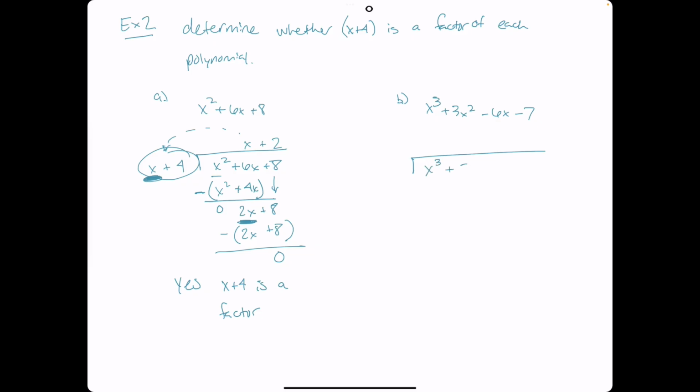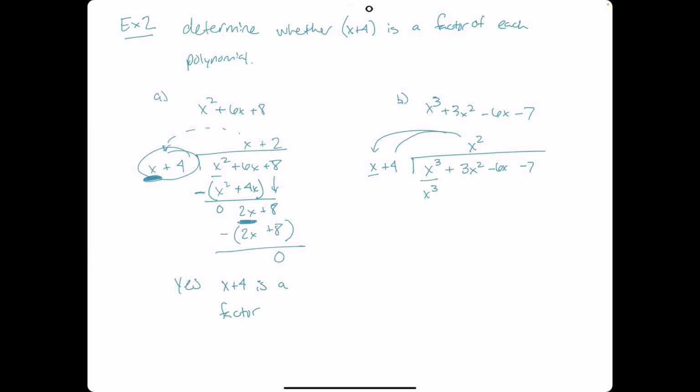X to the third plus 3x squared minus 6x minus 7, still being divided by x plus 4. So you ask yourself, what do you need to multiply x by to get to x to the third? X squared. Yes, x squared times x would give you x to the third.